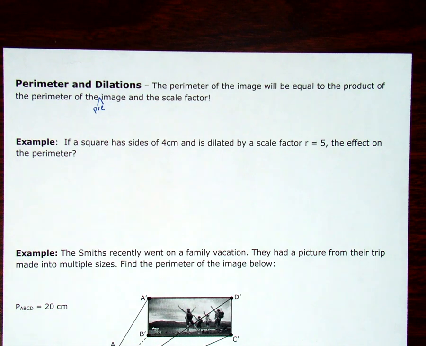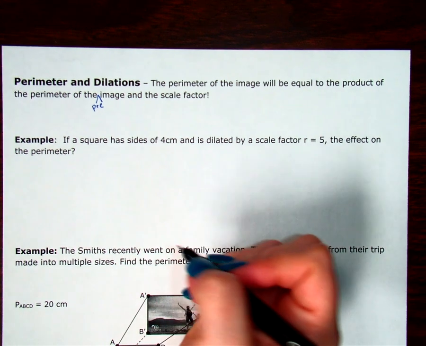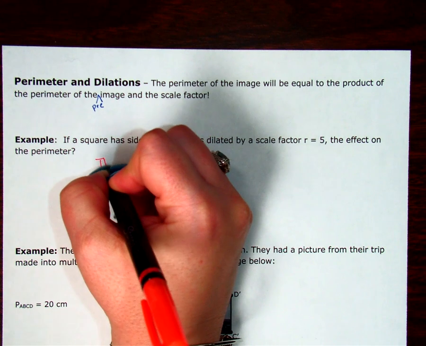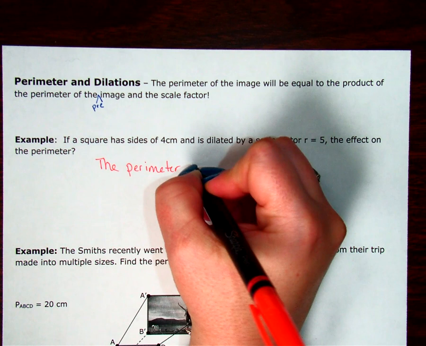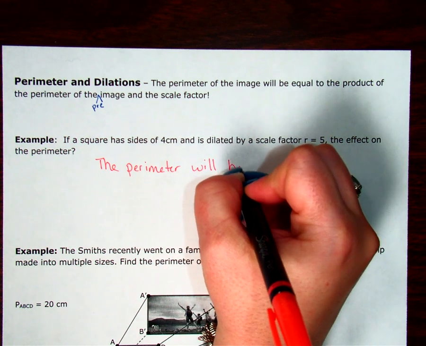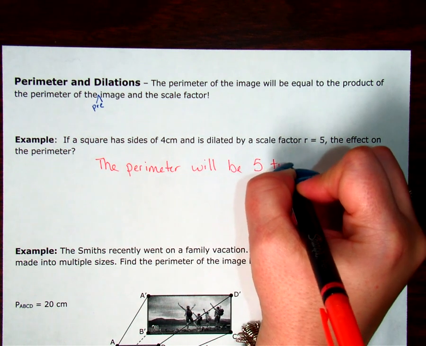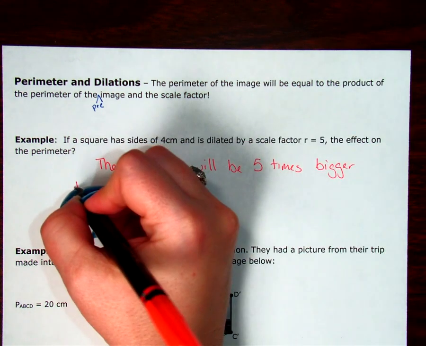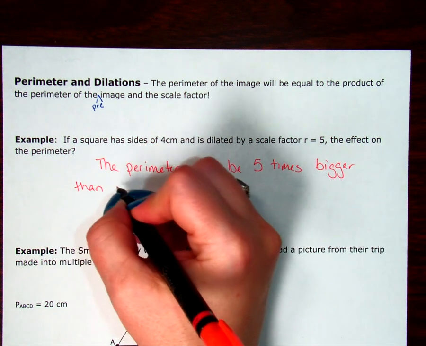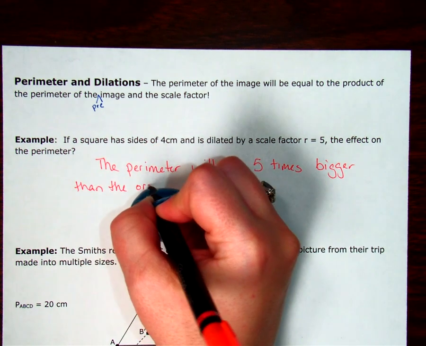Okay? So if a square has sides of 4 centimeters and is dilated by a scale factor of 5, what is the effect on the new perimeter? Okay? So my effect is going to be the perimeter will be 5 times bigger than the original.